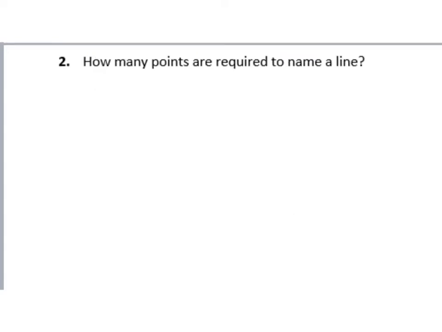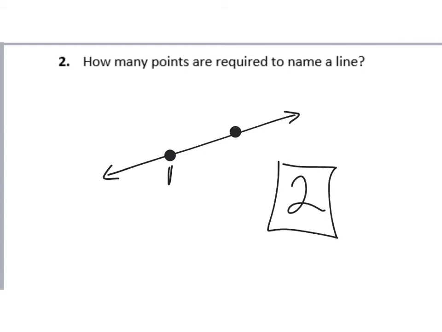Number 2, how many points are required to name a line? If I have a line and it doesn't have a little lowercase letter at the end of it, I need to use points to name it. I need more than 1 point. That's not enough, but 2 points would be enough to name the line. If this was A and this was B, I could call this line AB.